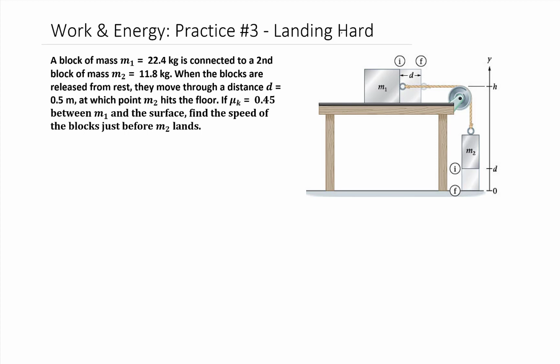Here we do have the coefficient of kinetic friction being 0.45 between the first block and the surface, and we're supposed to find the speed of the blocks just before M2 lands. So considering this is the work and energy topic, we should probably use a work and energy approach for this. So step number 1 usually is to draw a diagram, but the diagram is already provided to us, so we should probably label it and also try and figure out the initial and final conditions.